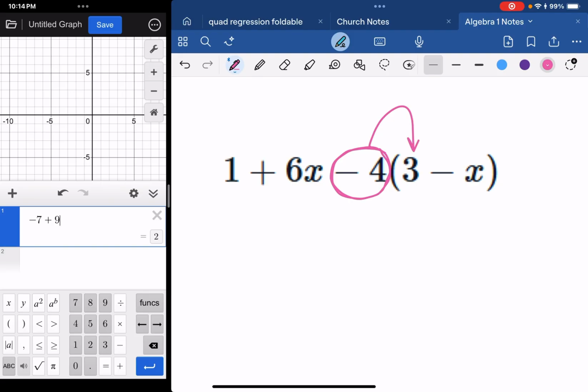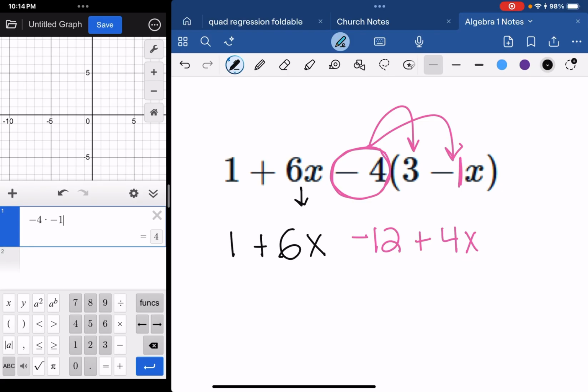So that's negative 4 times 3. That's negative 12. Then we have negative 4 times, this is a negative imaginary 1. So a negative 1. That is a positive 4x. And then I'm going to bring down everything in front. So 1 plus 6x, because I did not use those two things. I don't need to forget about them. So then now, once I'm done distributing, then I combine like terms.